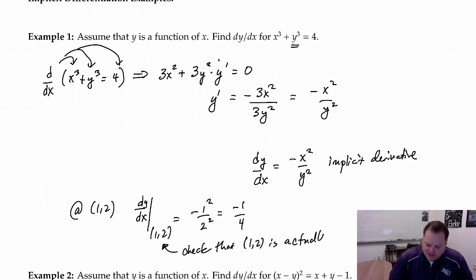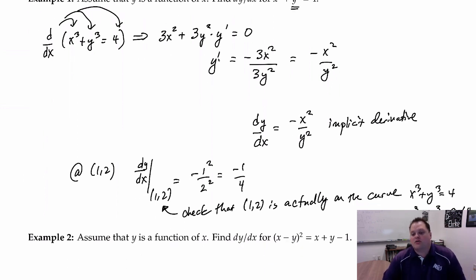It probably isn't, since I just pulled it out of thin air, but we would check that that point is actually on the curve x cubed plus y cubed equals 4. And I don't think it is, because if you plug in x equals 1 and y equals 2, you get 9, which doesn't equal 4. So (1, 2) isn't actually a point on the curve here, but if we were to evaluate a point on the curve, this is how we would do it.